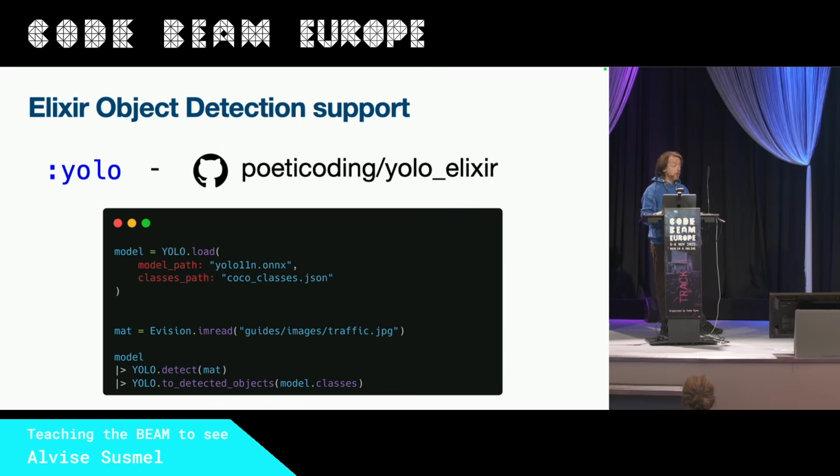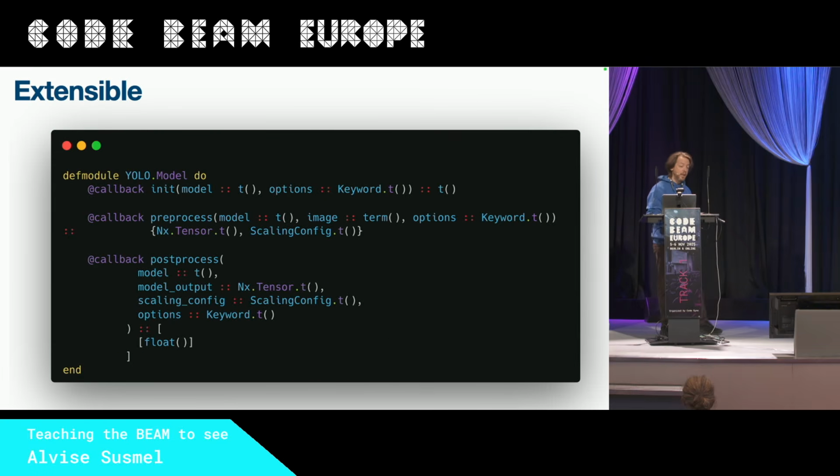And the third is to be extensible. So if you want to implement a new model, you just need to implement this behavior: pre-processing, post-processing, and the init. Right now, the library itself takes care of the inference, but probably in the future, I will introduce also custom inference.